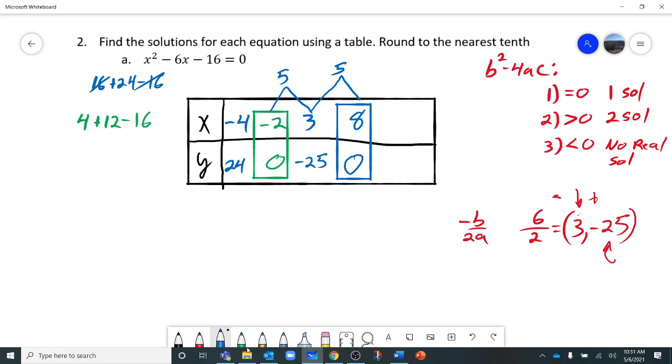Hopefully that makes sense. You can just keep plugging in numbers until you find the solutions. It is helpful to have the vertex to kind of know, okay, where's your center? You're going to have one to the left, one to the right, so you know at least where to look. Okay, and that's it for this one. I wouldn't worry too much about this. There are much better ways of solving quadratics than using a table.